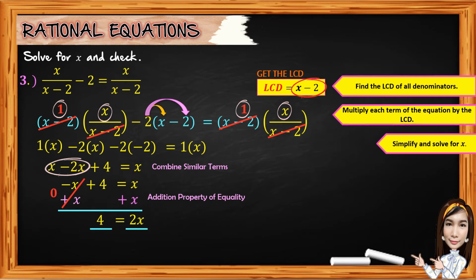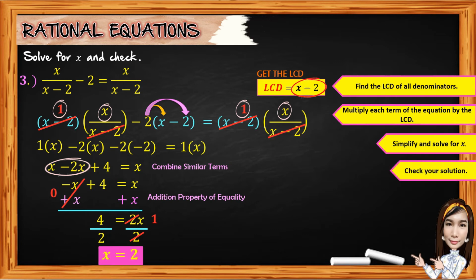Then divide both sides by the coefficient 2 so that we can cancel 2 divided by 2 is equal to 1. And 1 times x is equal to x. And 4 divided by 2 is equal to 2. And by using symmetric property, we can say that 2 is equal to x is the same as x is equal to 2. So the value of x is equal to 2.